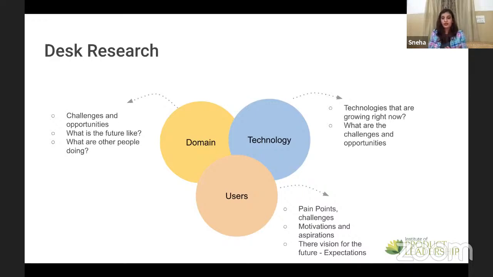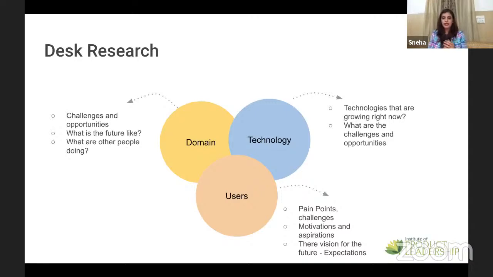Do you want to have a look at it? And that's where the technology handshake really helps. But to be able to do that, you need to understand technology. So now, since you've understood domain, see what are the technologies that are growing in that domain right now. Which technologies are emerging right now?